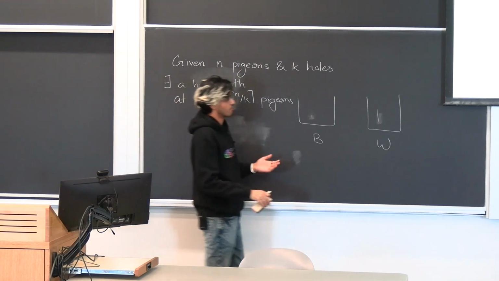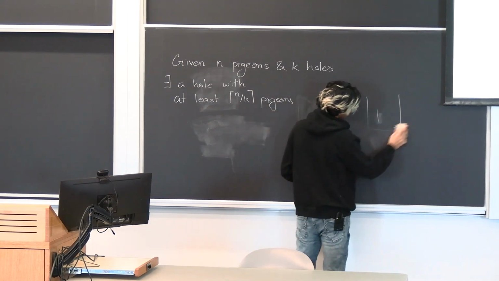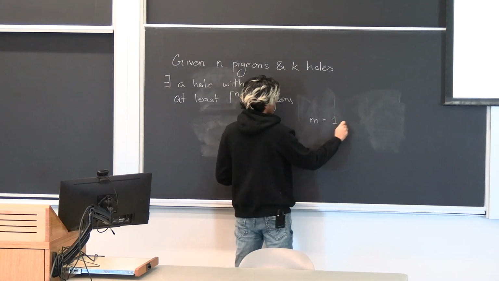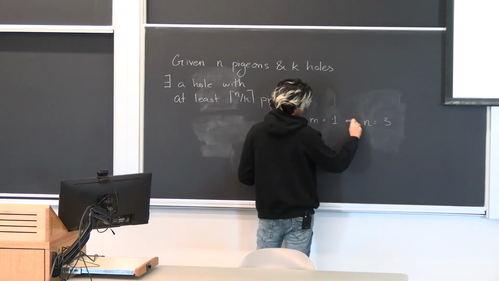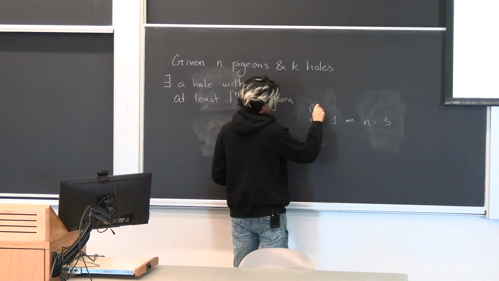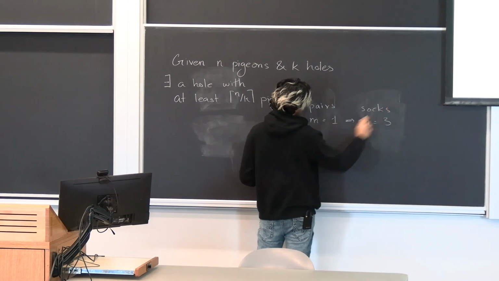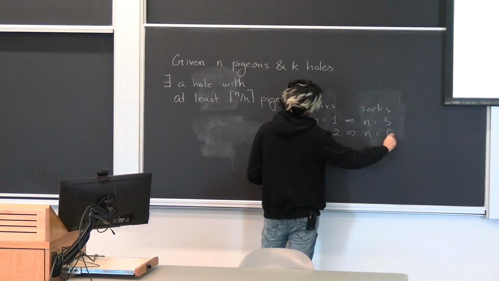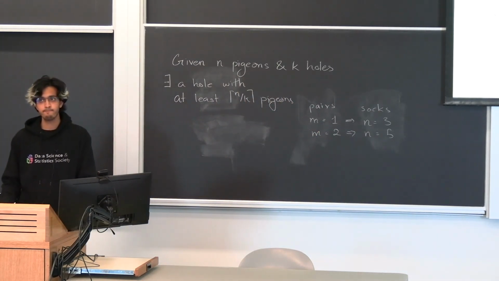So what's the general formula for m pairs? M equals 1. You get, this is pairs. This is, I guess, socks. And we know if we want 2 pairs, we need 5. What's the pattern here? Anyone?